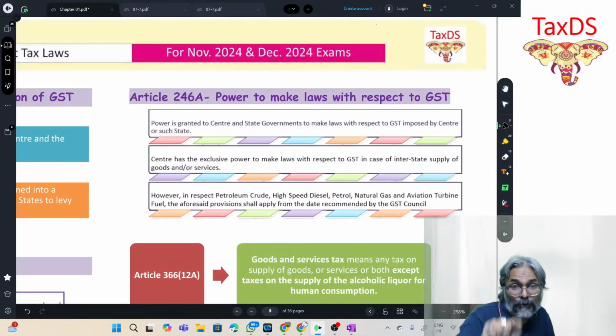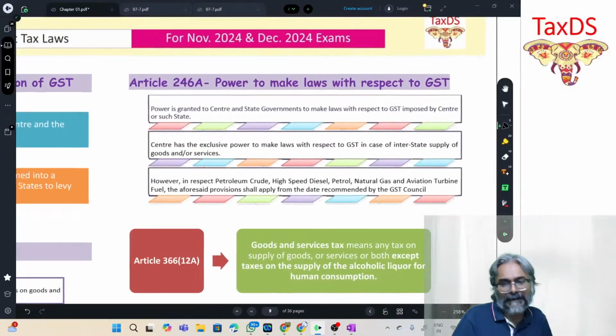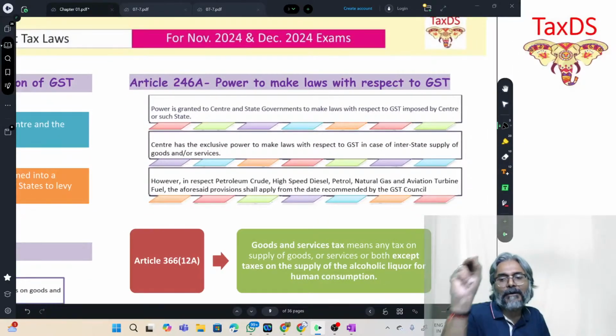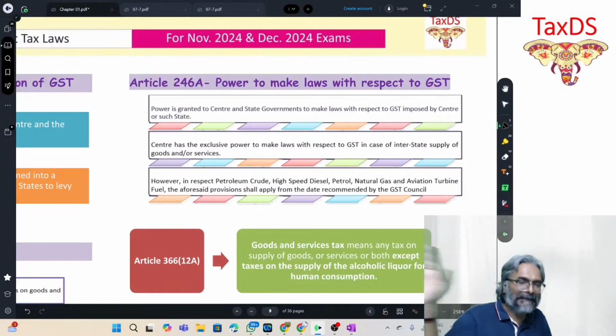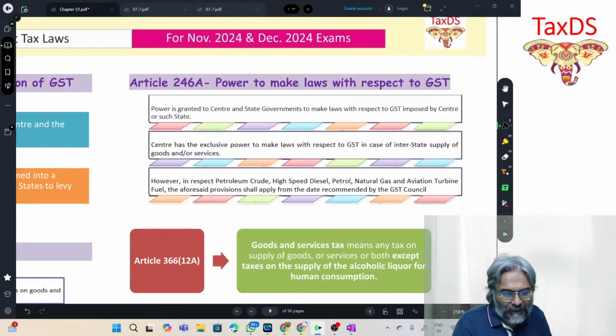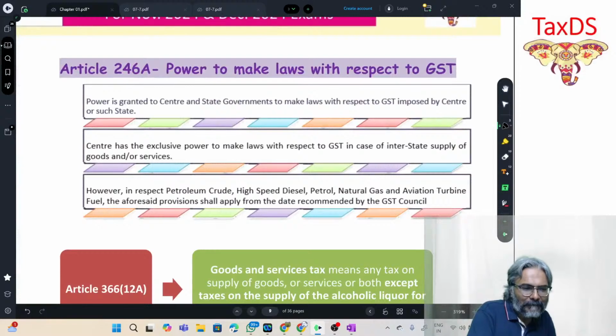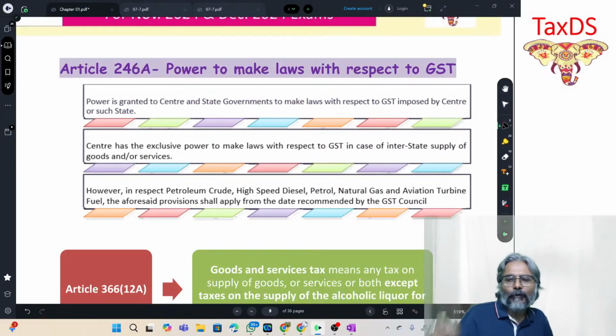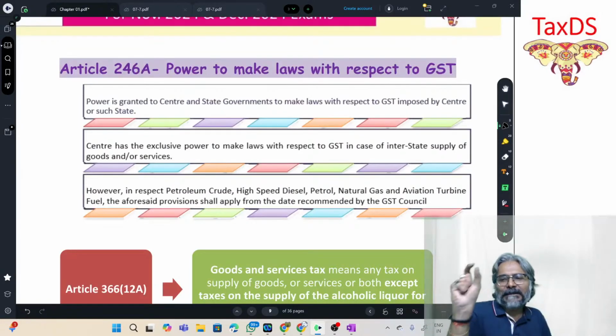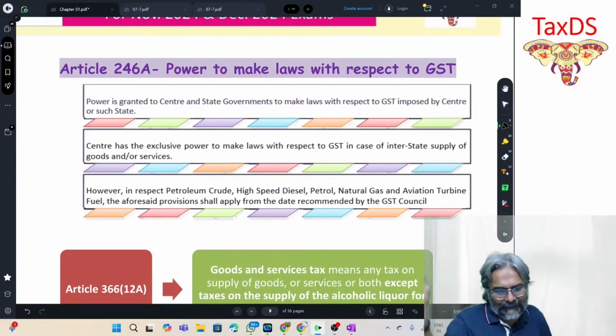That is Article 246A. Power to make law with respect of GST. What is the power to make law with respect of GST, students? Please have a look. One by one, we will run through this. The power has been granted to both the center as well as the state government to make the law with respect to GST imposed by the center or such state.